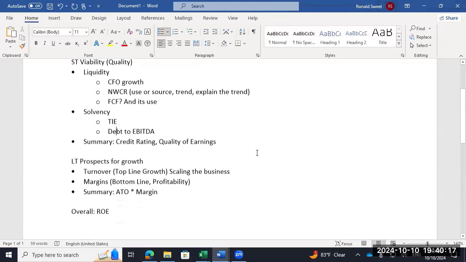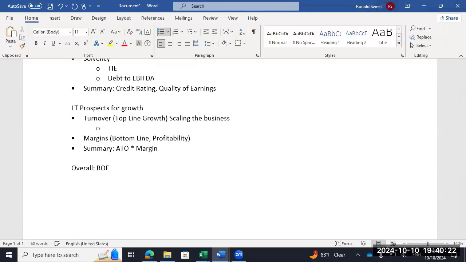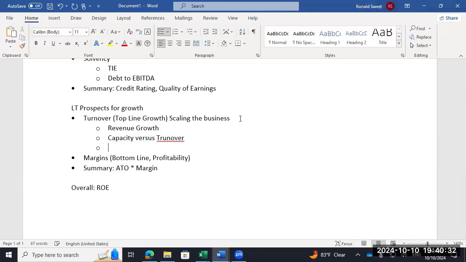All right. So now on turnover, we're going to do a few things here. The first one's an easy one, which is revenue growth. That one's really easy. Then we're going to talk about capacity versus turnover. And then we're just going to look at asset turnover. So those are the 4 sections here.